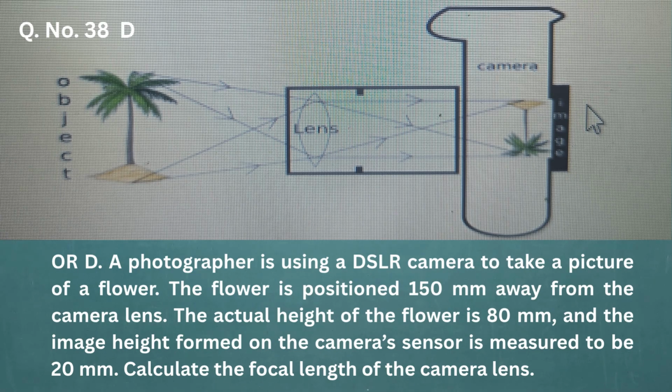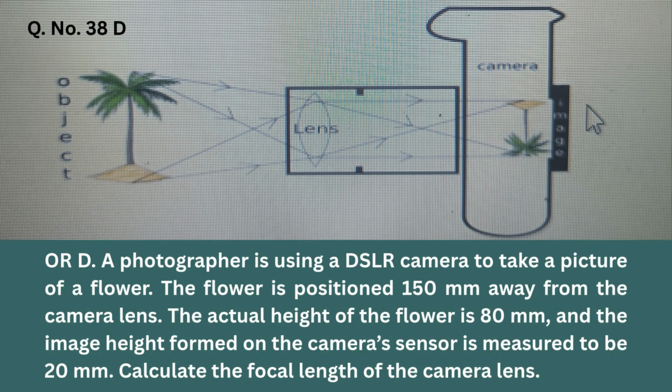Or part D: a photographer is using a DSLR camera to take the picture of a flower. The flower is positioned 150 mm away from the camera lens. The actual height of the flower is 80 mm and the image height formed on the camera's sensor is measured to be 20 mm. Calculate the focal length of the camera lens.